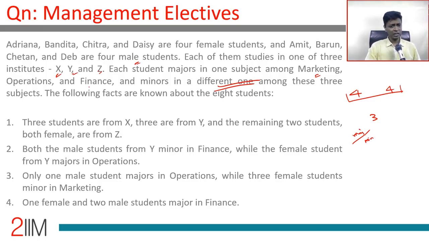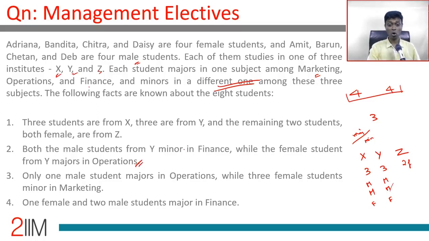Right? 3 students are from X, 3 are from Y, remaining 2, both female, are from Z. X, Y, Z. These are 2 females, 3 each. Both the male students from Y minor in finance. So 2 male students from Y, both of them, major and minor in finance. That means the third one is female. So 3 females and 2 males have been accounted for. We should have 2 males and a female in X also. While the female student from Y majors in operations.